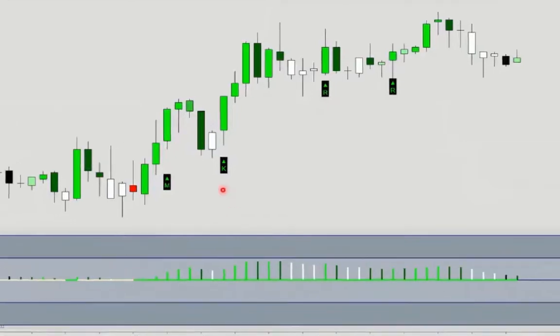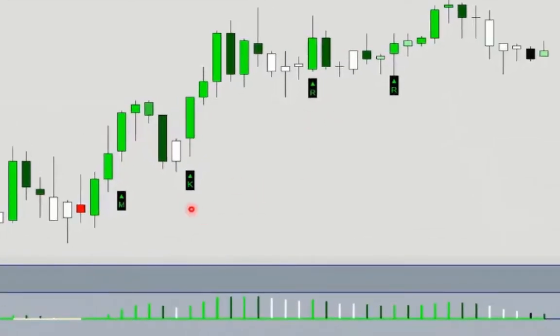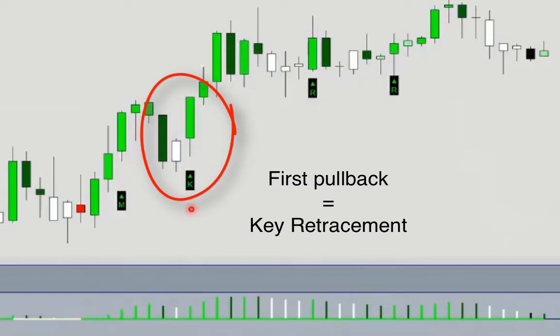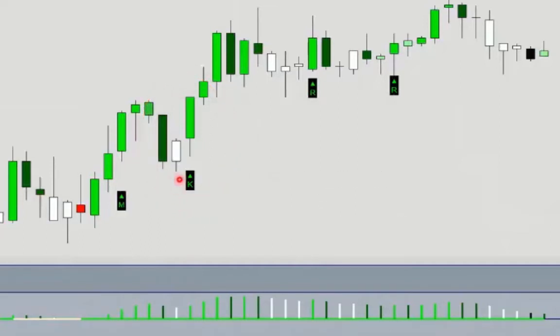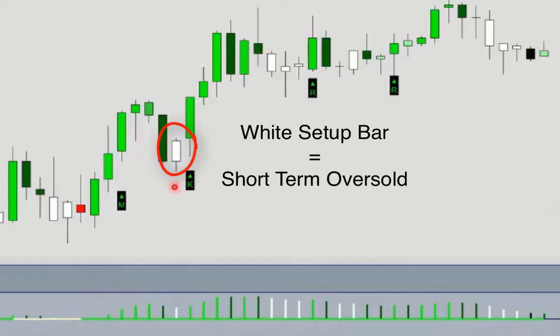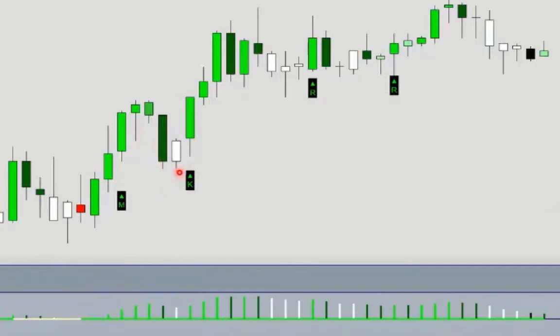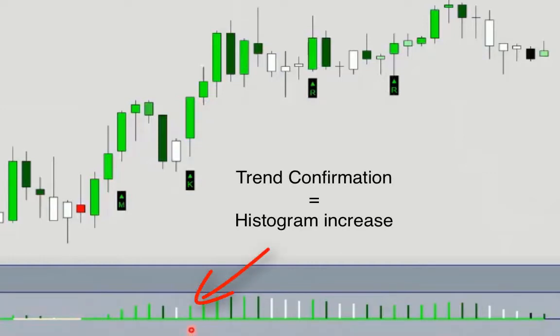Then later on here, we see retracement signals start plotting. This one here is the first pullback, so it's the key retracement, generally the one that sees the highest probability. And the setup here is the white bar, and it's showing us a short-term oversold. And when buyers are taking advantage of these short-term lower prices, then we have a trend confirmation here. We can see that here in the histogram value, you see that this signal bar is higher than the setup bar.